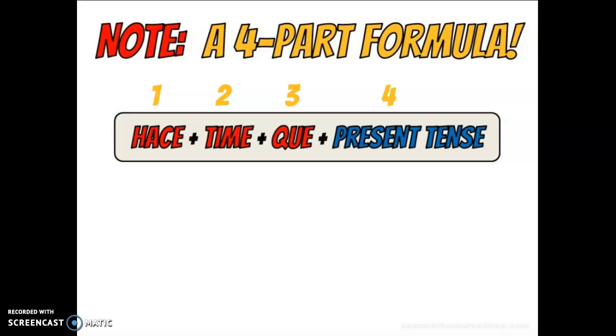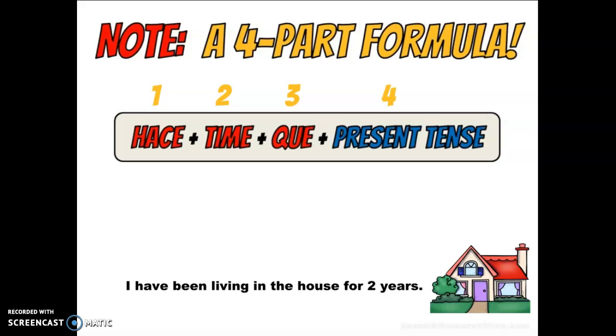The time could be 2 years. It has been 2 years. It has been 5 minutes. Okay? So it all depends on what the time specifically calls for. Then you're going to use the word que and a present tense verb. Okay, so let's take a look.